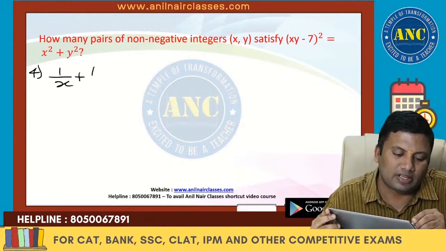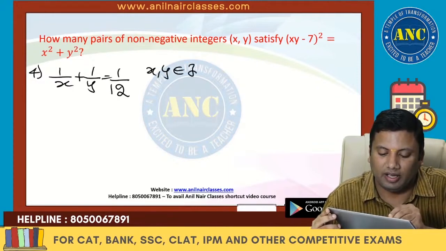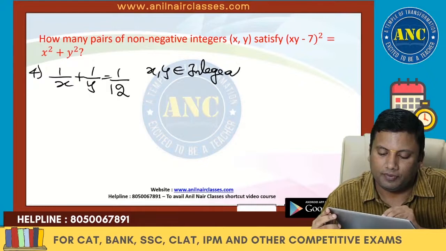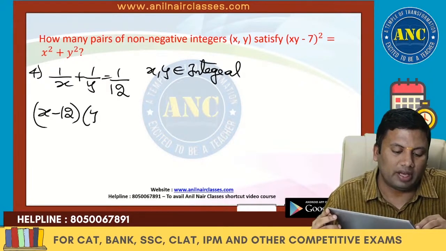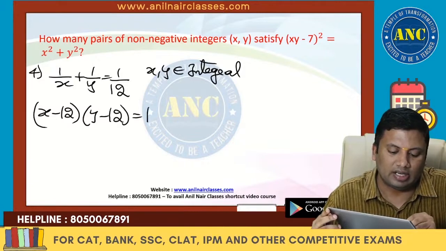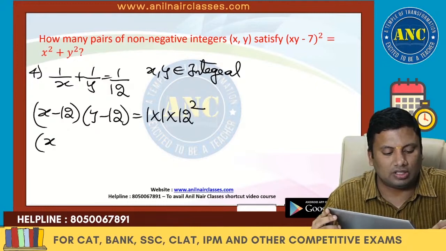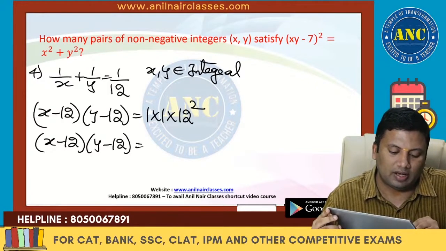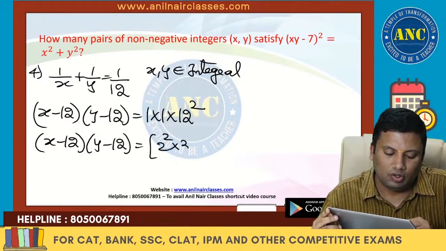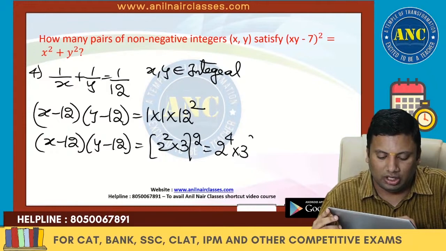1 by x plus 1 by y is equivalent to 1 by 12. X and y are integers. These are nothing but x minus AC, y minus BC. It is nothing but a into b into c square. So these are nothing but x minus 12 into y minus 12 is equivalent to 12 square; 12 is 2 square into 3, whole square. So 2 power 4 into 3 square.